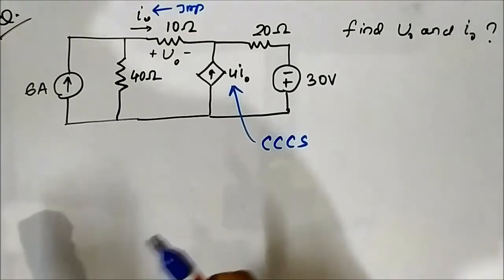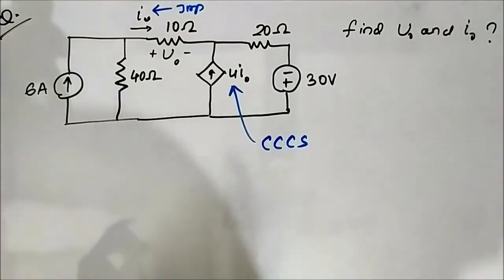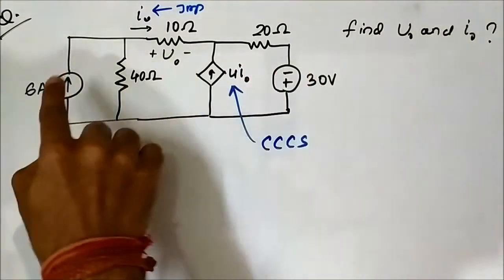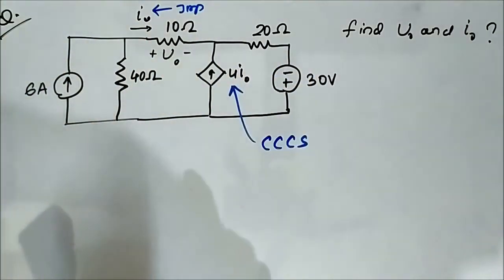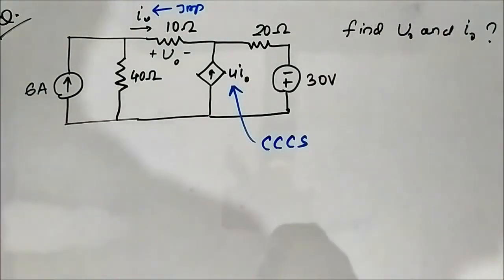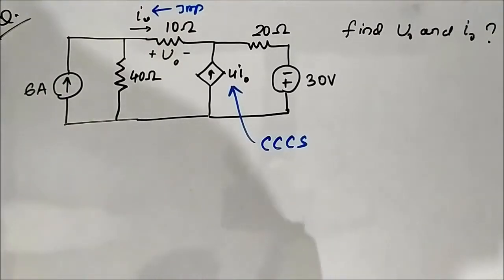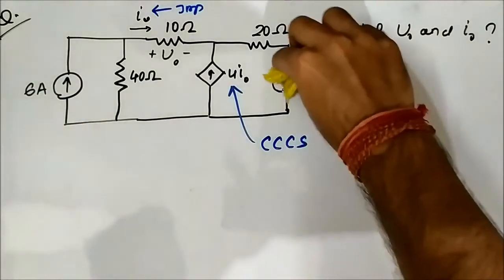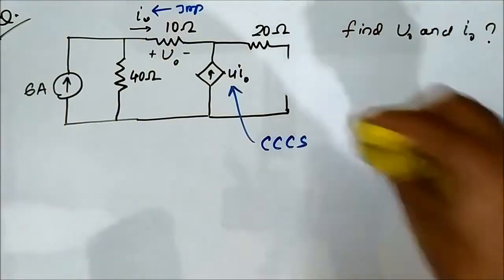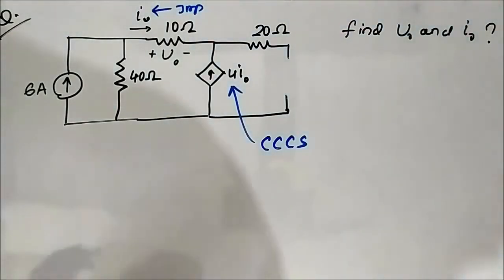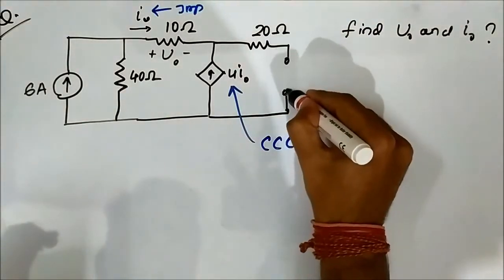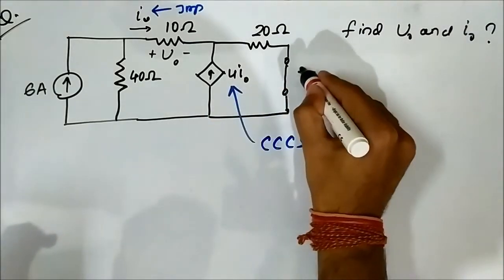Okay, so we have to apply the basic principle of superposition theorem, which means we have to consider each of these independent sources one at a time, deactivating the other and keeping the dependent source intact as it is. Okay, so let us do it. So in the first step we will keep the 6 ampere current source, independent current source, and deactivate this 30 volt voltage source. So how to deactivate it? Simply short circuiting it. Okay, short circuited.